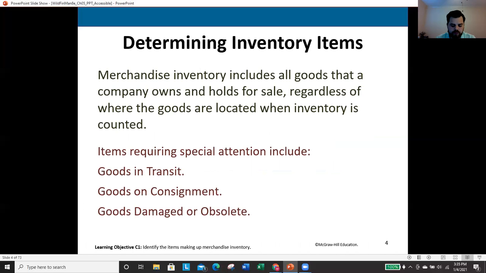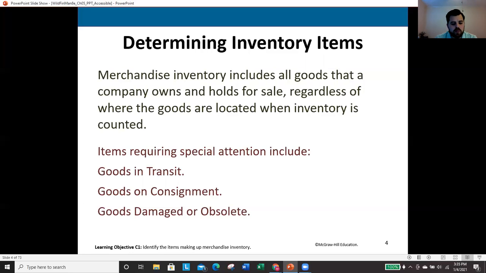can do anything with inventory, we have to really understand what inventory is and what is included in that inventory account. So the textbook gives a pretty good definition here, so we'll just read this one. Merchandise inventory includes, of course, all goods that a company owns and holds for sale, regardless of where the goods are located when inventory is counted.